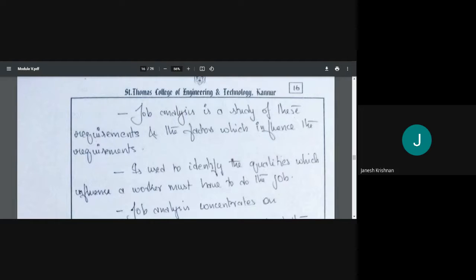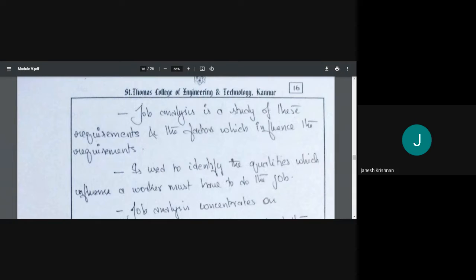Job analysis is a study of these requirements and also the factors which influence the requirements. We are not only considering the requirements, but we are also considering the factors which influence them. We are not only bothered by the requirement, but also by what the factors are.